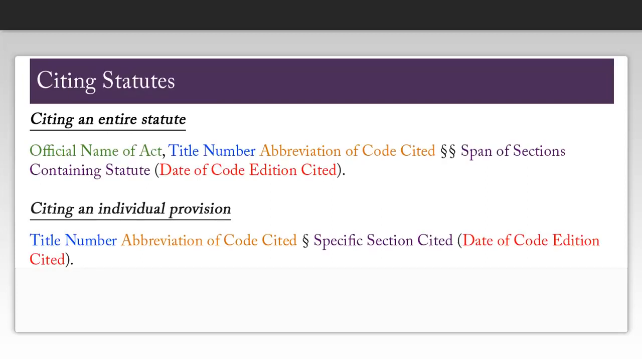You may be required to cite a statute at some point. For citing an entire statute, you would need the official name of the act, the title number, the abbreviation of the code cited, two section symbols, the span of sections containing the statute, and the date of the code edition cited. You can also cite an individual provision within a statute. For this, you just need the title number, the abbreviation of the code cited, the section symbol, the specific section cited, and the date of the code edition cited.